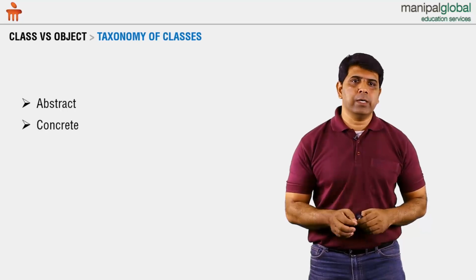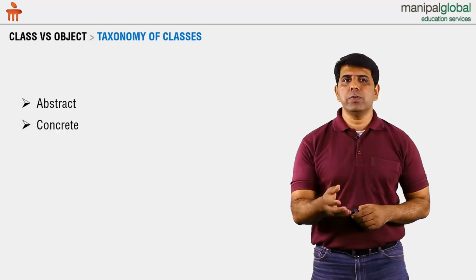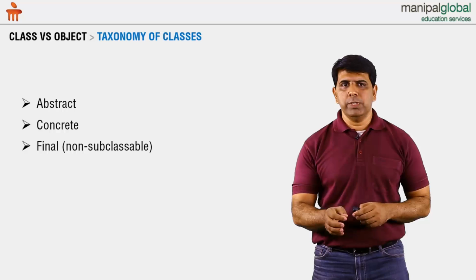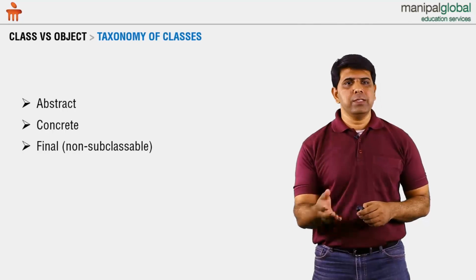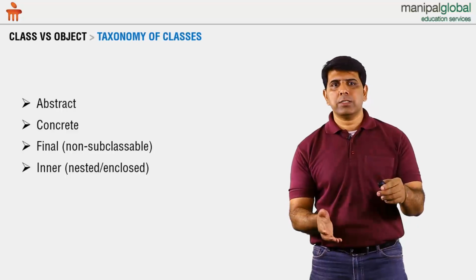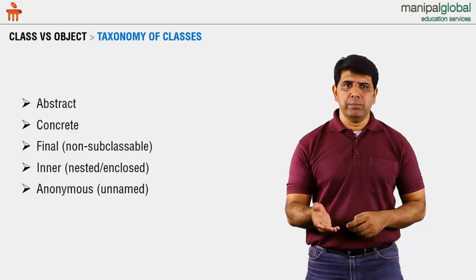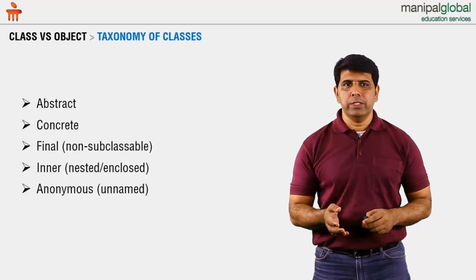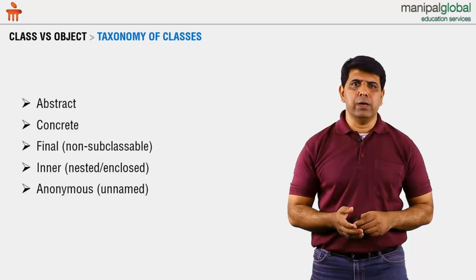There is something called concrete class. A concrete class is a class using which you can create an object. Now, there is also a final class, which means that you cannot extend it. It has to be used as it is. There are also inner classes where a class is defined inside another class. And there is anonymous. As the name suggests, the class is there, but there is no name for that. So, these are some of the taxonomical keywords that you can think of.